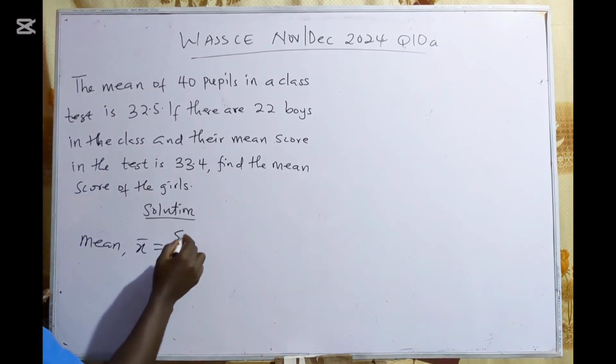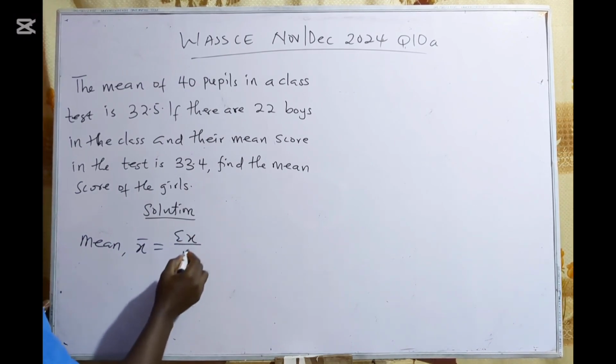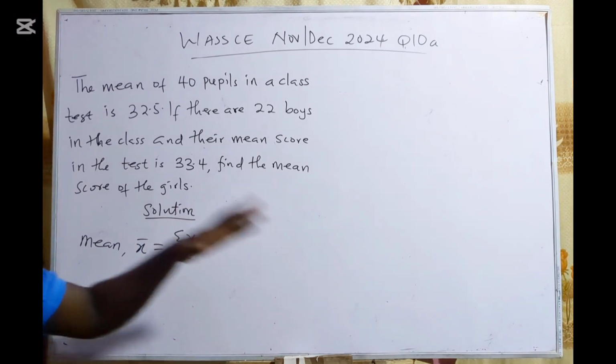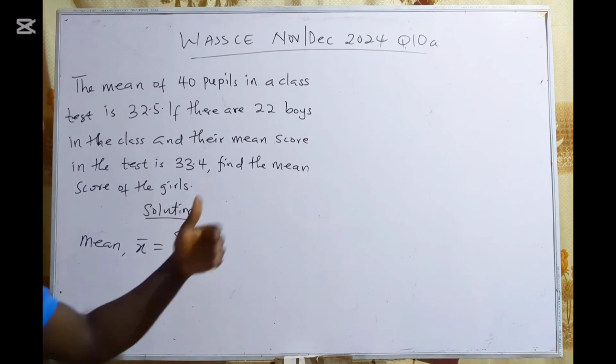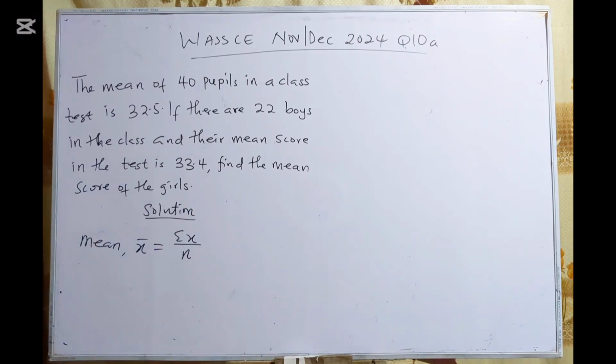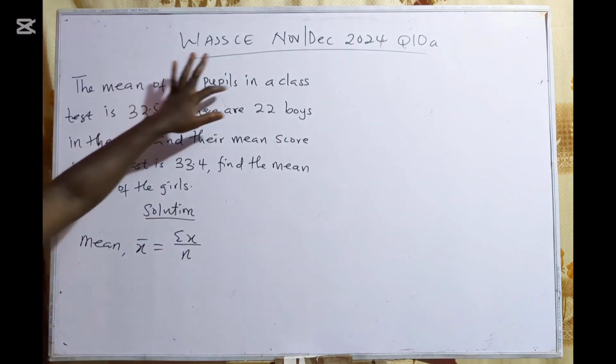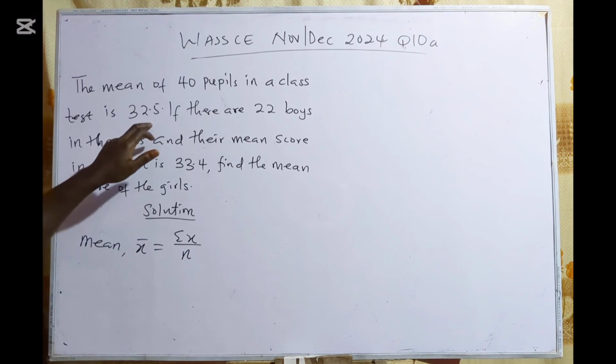Mean is the summation of the values divided by the number of values. So the mean of a set of numbers is the summation of the numbers divided by the number of values of the numbers given. If the mean of 40 people is 32.5, it means that when you add all their scores together and divide by the number of people, 40, that is where you get the 32.5.